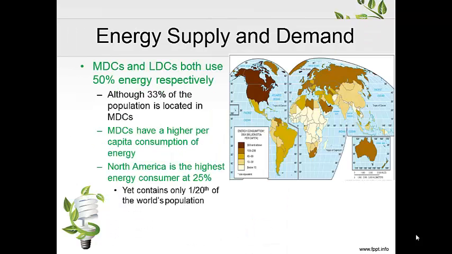All right, let's talk about energy supply and demand. Interestingly enough, MDCs and LDCs both use 50% of energy respectively. But 33% of the population is located in MDCs versus the other 67% in LDCs. So MDCs have a higher per capita consumption of energy than LDCs. North America is the highest energy consumer at 25%, yet it only contains 1/20th of the world's population. So we, as in the United States, have a very high per capita consumption of energy.